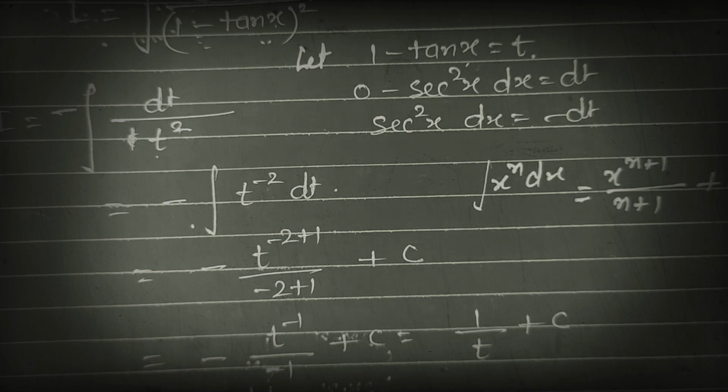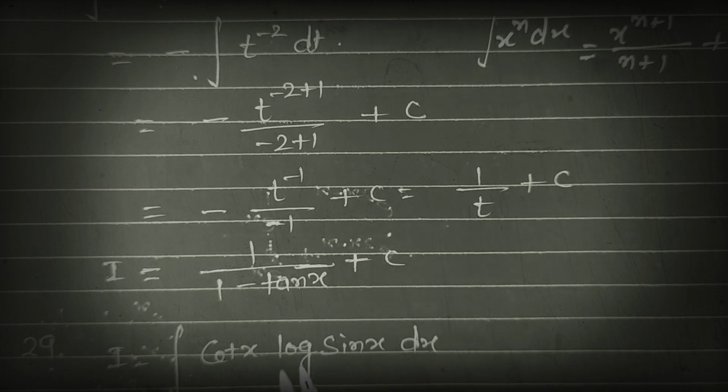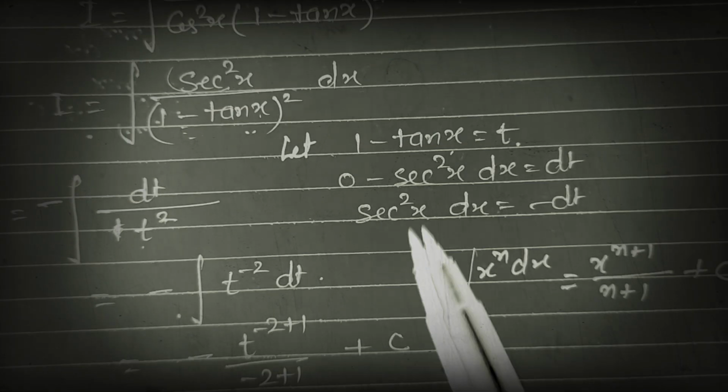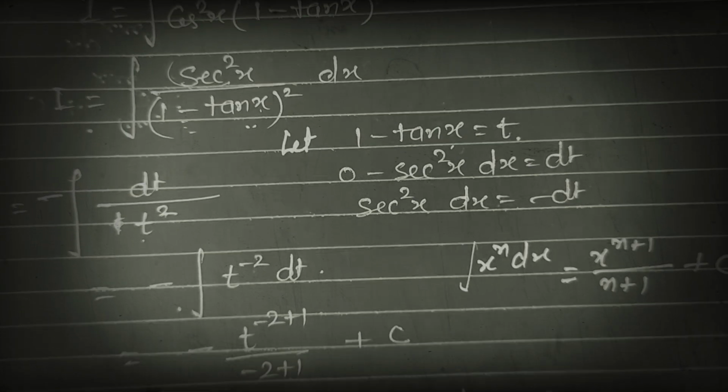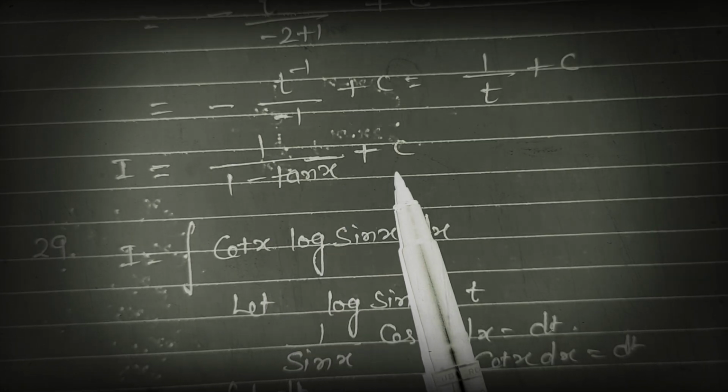So this is the answer. And t, we have to write the answer in x form because the question is in x form. So the t value is 1 minus tangent x. We have taken 1 minus tangent x as t. So the answer is minus 1 upon 1 minus tangent x plus c.